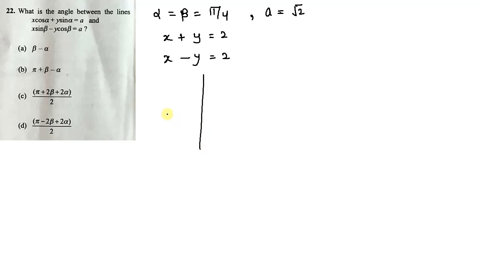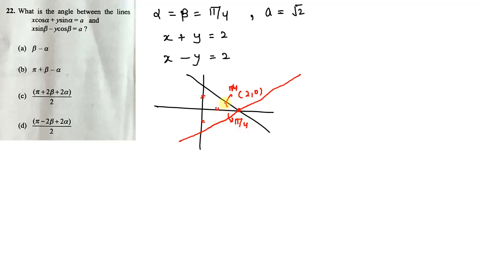If we draw the graph of these equations, the graph of the first equation should be like this, and the graph of the second equation should be like this. The intersection point of these two lines is (2, 0). As we notice, these two angles are equal, so this one is pi by 4 and this one is also pi by 4. So the angle between these two lines is exactly equal to pi by 2.